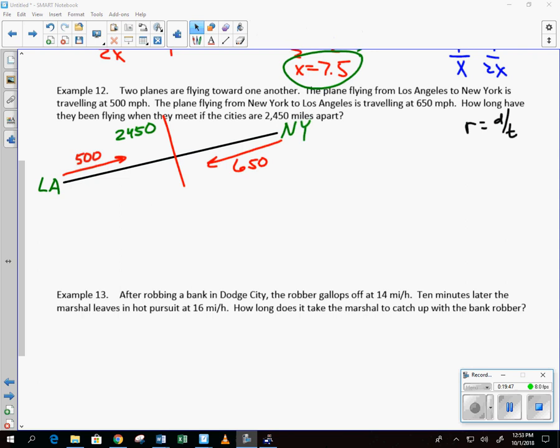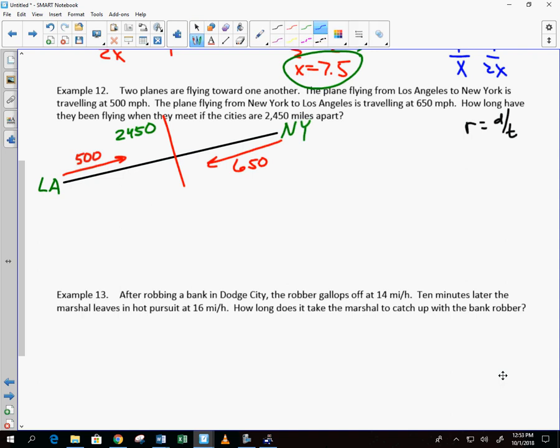Okay, YouTube Nation, we've decided that as the planes are traveling towards one another, their rates are not the same, because one's traveling at 500, the other's traveling at 650. Their distances are not the same. Obviously, the one flying from New York is going to travel farther, but their times are the same. So if I multiply both sides by t, I get r times t is equal to d. Divide by r, and I get t is equal to distance divided by the rate.